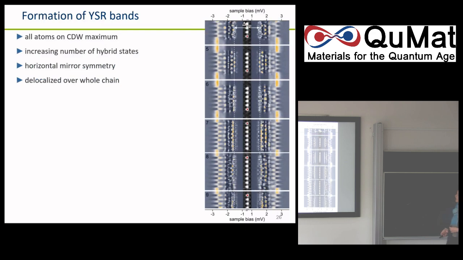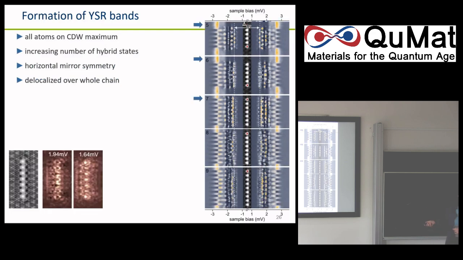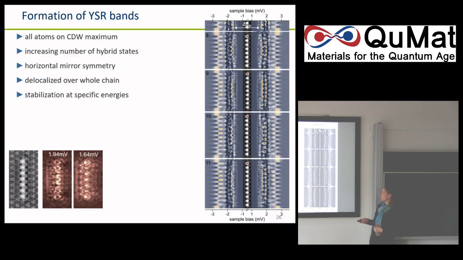And basically, you get a delocalization of these states along the whole chain. We can just pick out one and try to map it. You see that it's nicely distributed over the whole chain. So this is a sign of band formation, right? So now you do something, you put one atom more, you get delocalized states. And in the beginning, you clearly see that there was a hybridization effect.